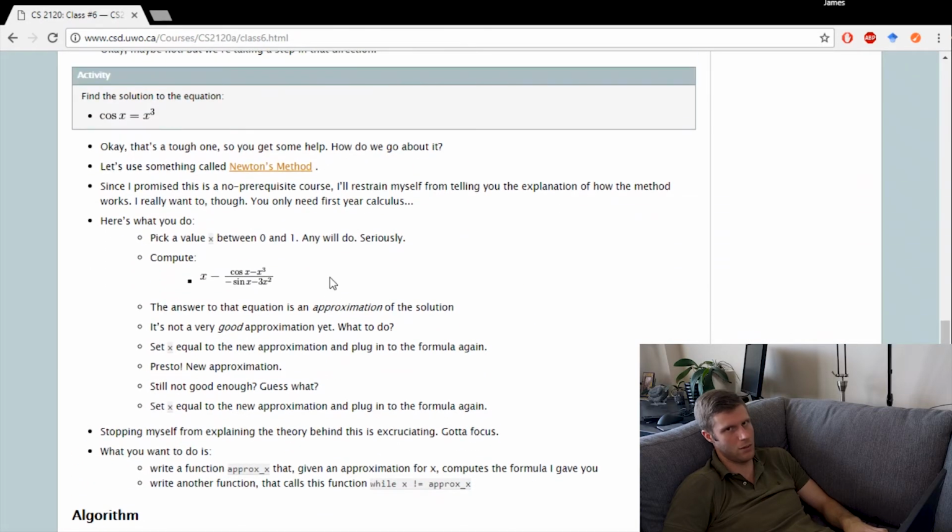And okay, what do we have to do? Blah blah blah. Okay, write a function approx x that gives the approximation based on the formula right here. Okay, I can do this. I know I can do this.